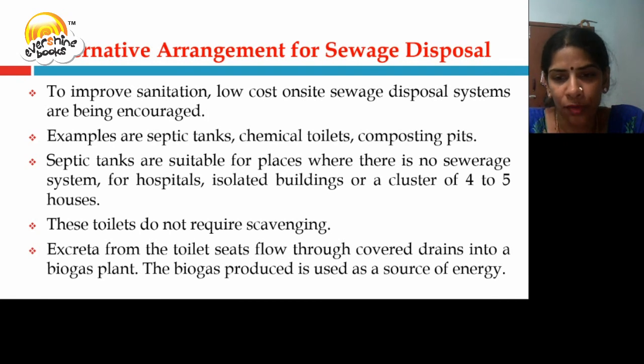Excreta from the toilet seats flows through covered drains into the biogas plant. The biogas produced can be used as a source of energy.